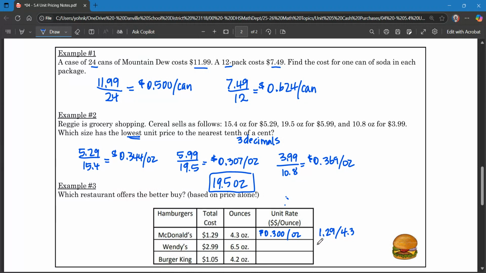Then I'm going to do Wendy's, $2.99 divided by 6.5 ounces. That's going to give me 0.460 per ounce. Oh, so the bigger burger was not a better buy. And then finally Burger King. Burger King is $1.05 and I get 4.2 ounces. So that's going to give me 0.250 per ounce. So it looks like the cheapest unit price, the better buy, is at Burger King. Then McDonald's, and then Wendy's had the most expensive. So they were definitely not the better buy.